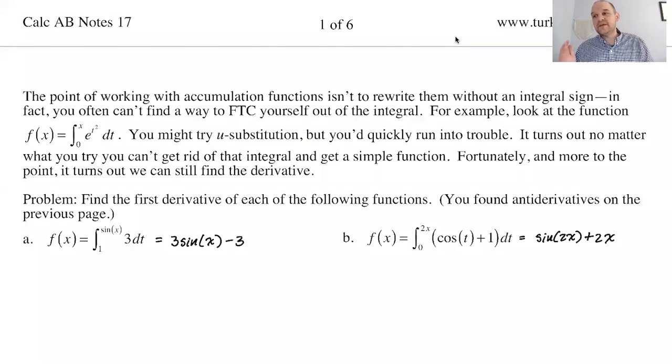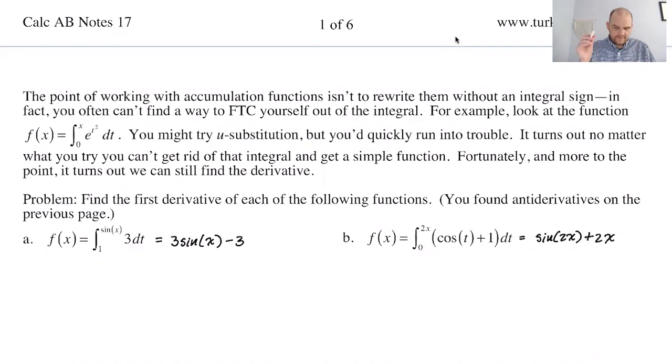All right, we're back. We're on page 2 of note 17 from Calc AB. We're talking about something called the second fundamental theorem, but so far all we've really done is look at what are called accumulation functions. Accumulation functions are functions that have definite integrals in them, and that is weird until you get used to it, and then they are awesome.